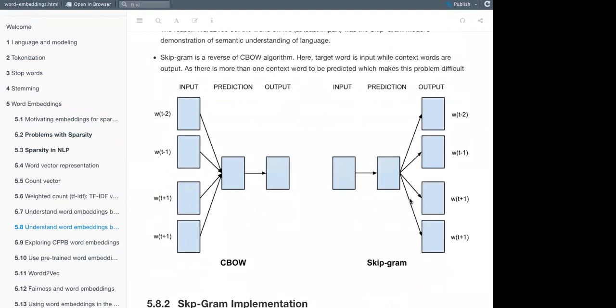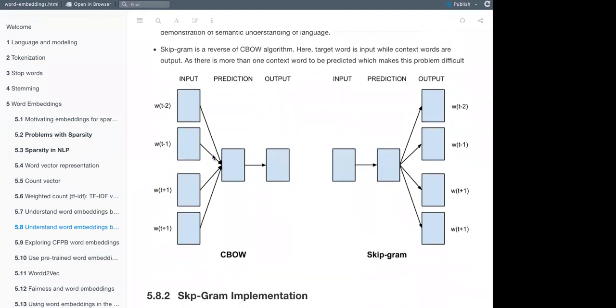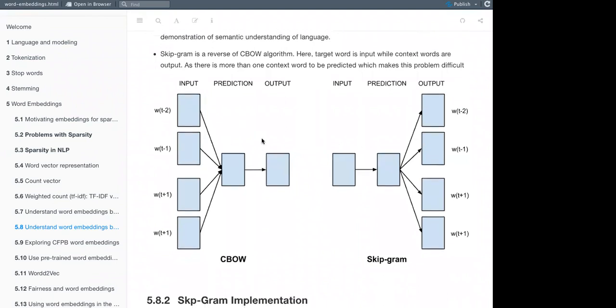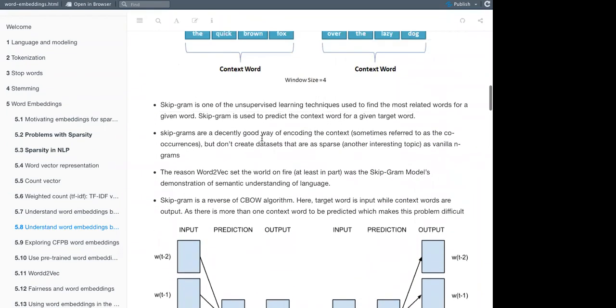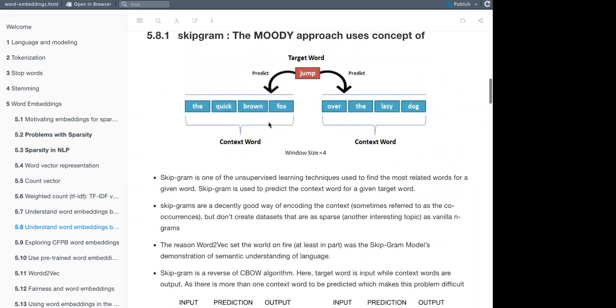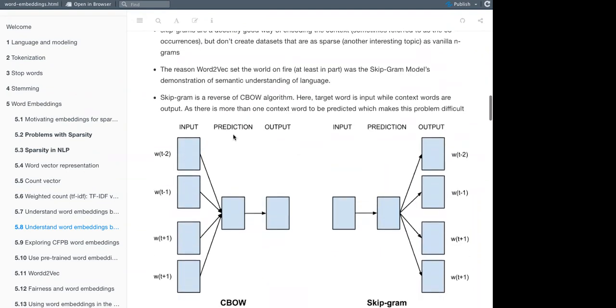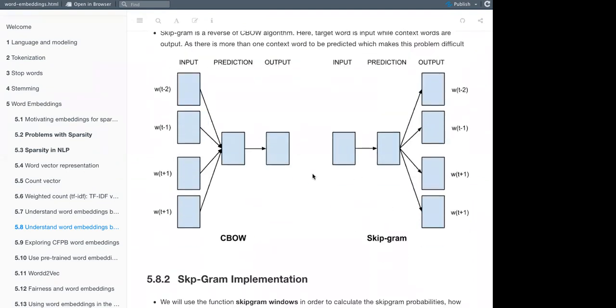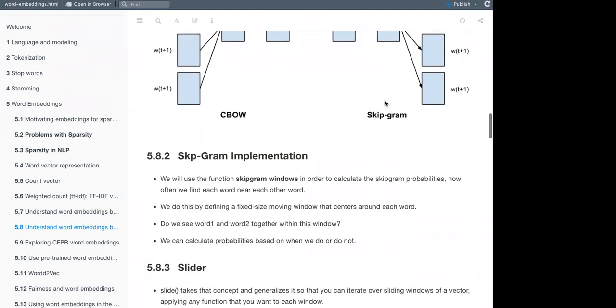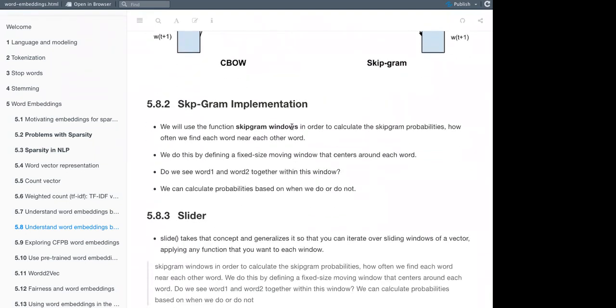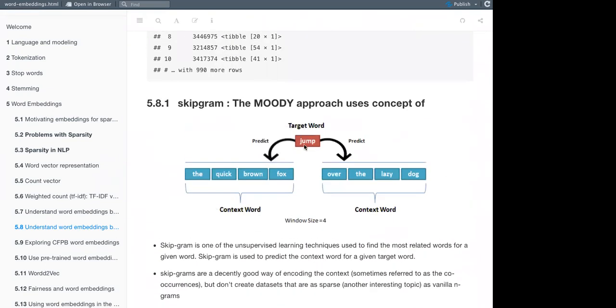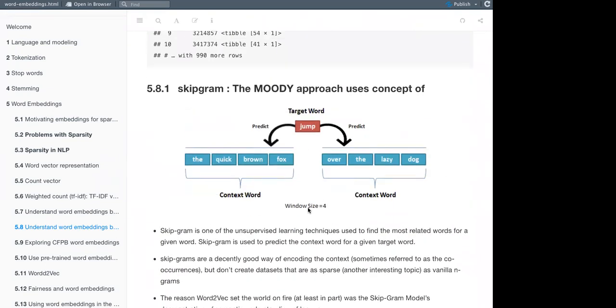So in the deep learning, or neural network, approach, this is the basic idea that can be used to create word embeddings. But in this book, which is based on the tidy approach, they use skipgram, not CBOW, though generally it's good for us to know about it. So what does the skipgram implementation do? We need a lot of things. Number one, we need the window size, which is 4 here, and we need to know the target.